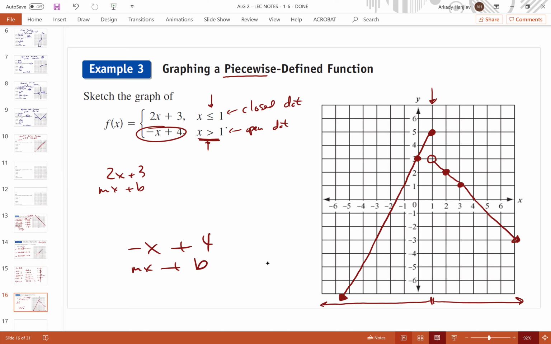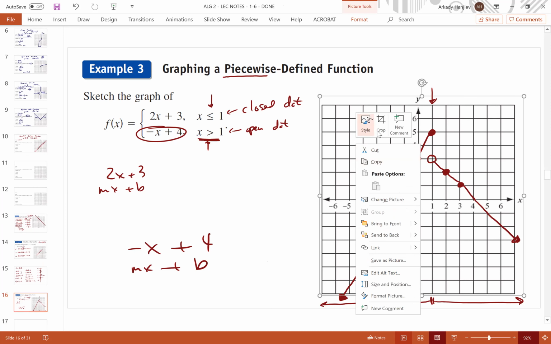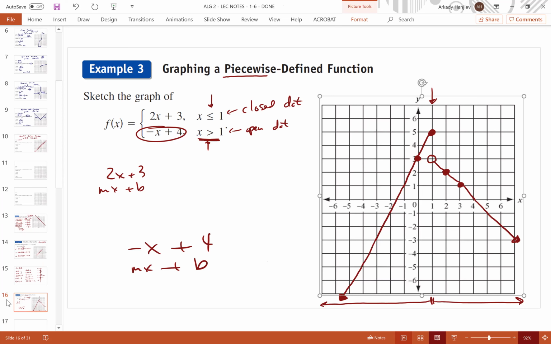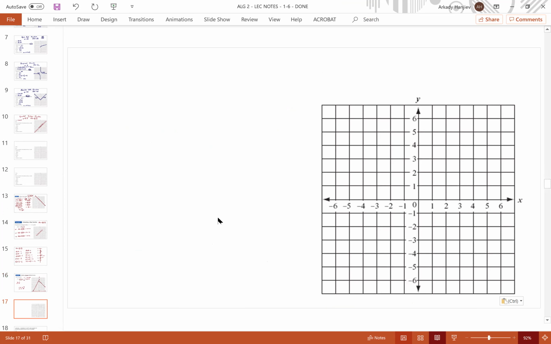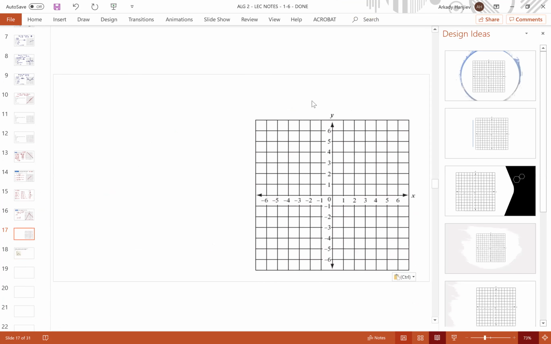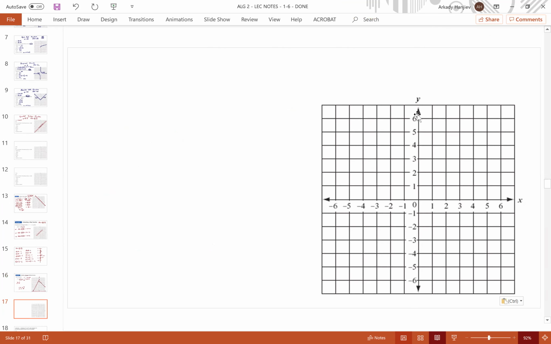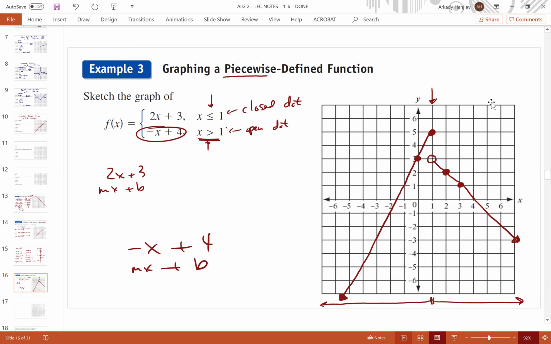Okay, let's do one more like it. And let's see if this is going to be easier to sort of see it here. Let's see, we got what, 10 minutes left? Yeah, I think let's try one more.